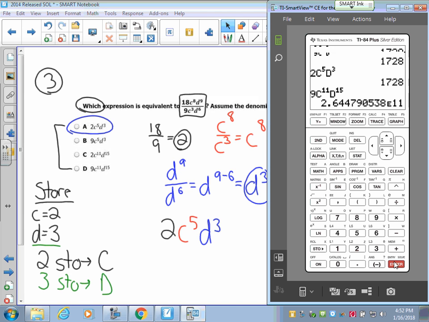When I try this, I get a huge number. It's definitely not 1728. So that's one way you can do it if you forget the rules of MADSPAN or even just want to check it. That's one option that you have.